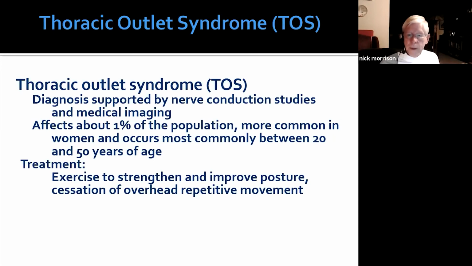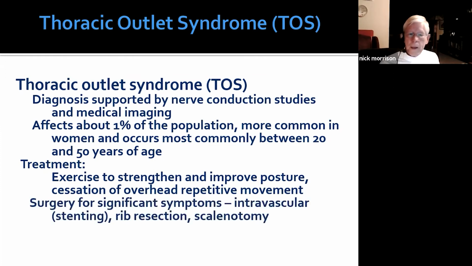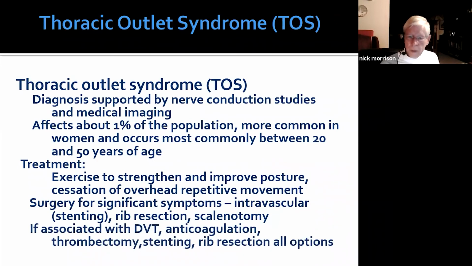Treatment is exercise to strengthen and improve the posture and sensation of the overhead repetitive movement. But if that's your job, it's hard to do. Surgery is reserved for significant symptoms that may include intravascular stenting, rib resection, and or scalenotomy. If it's associated with a DVT, as in Paget-Schroetter, anticoagulation, thrombectomy, stenting, and rib resection are all options, and very commonly all of them are used.